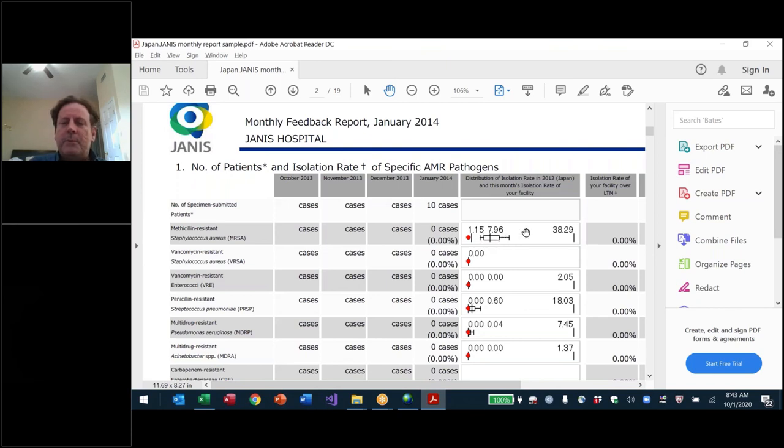So you get to see not only where you are, you see where you are in the national picture. Are you higher than the average, lower than the average? Some things are to be expected. If you're the university hospital, usually you have more samples, more resistance, more MRSA, and that's normal. In pediatric hospitals, you usually have less. So you want to see, am I where I think I should be?